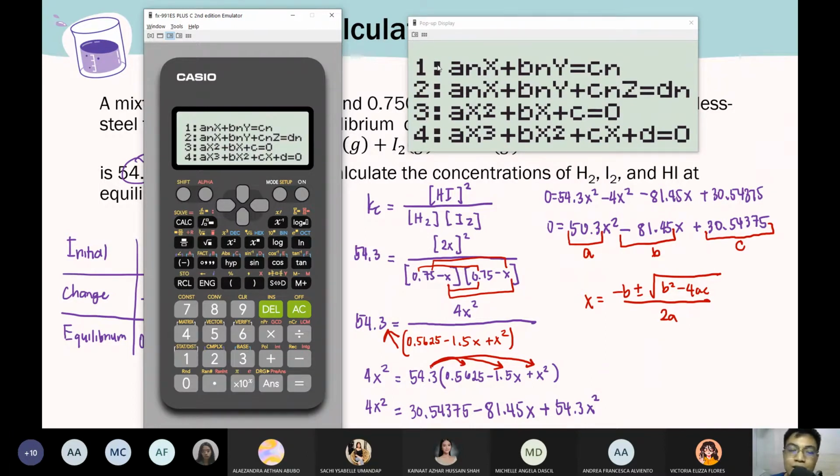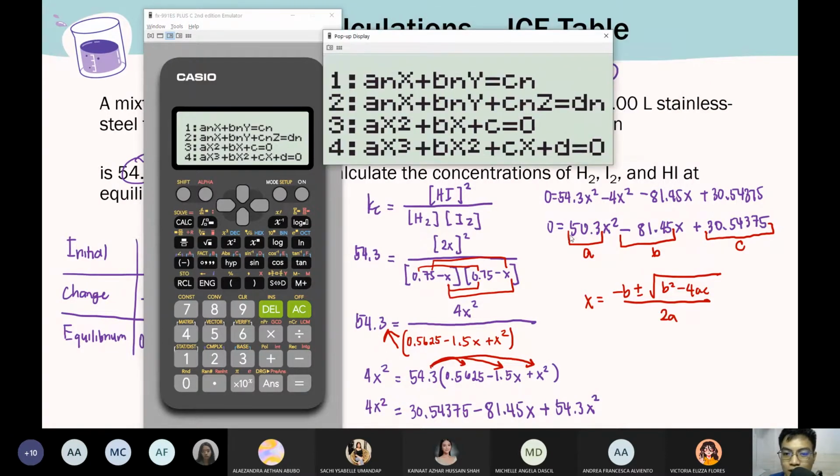Okay, and then you are given several options. Anong gagamitin ko dyan, sir? Ito yung may x square. So, number 3 yon kasi yun yung may x square. Okay? So, you press 3 and yun yung may x square. Okay? So, A, B, C. Ax square, bx, c. So, you press 3.